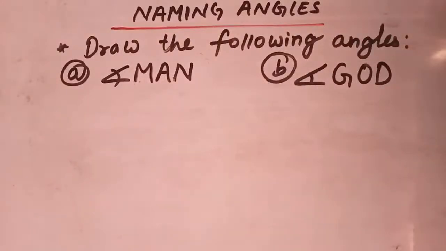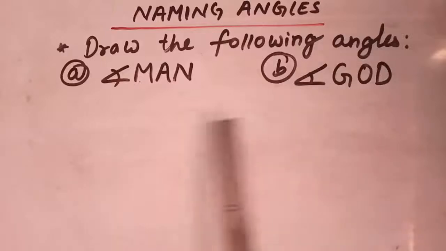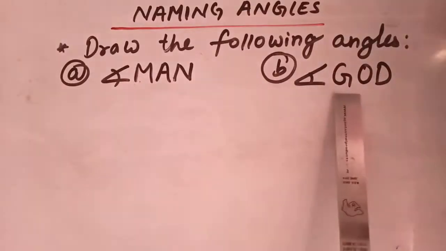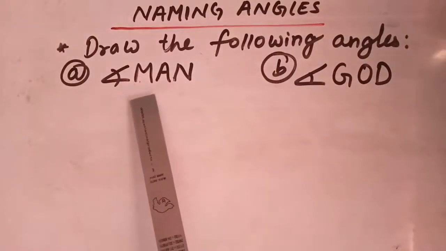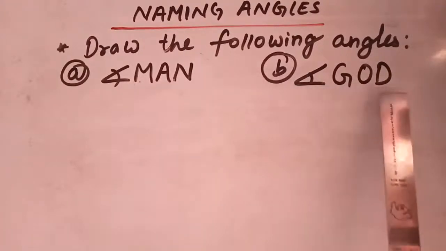Today I am here to teach you how to draw the angles. So students, in this class we will learn how to draw the different types of angles. I have brought some questions. Draw the following angles. Here you are provided with different angles. In question number A, there is angle MAN, and in question number B, there is angle GOD.